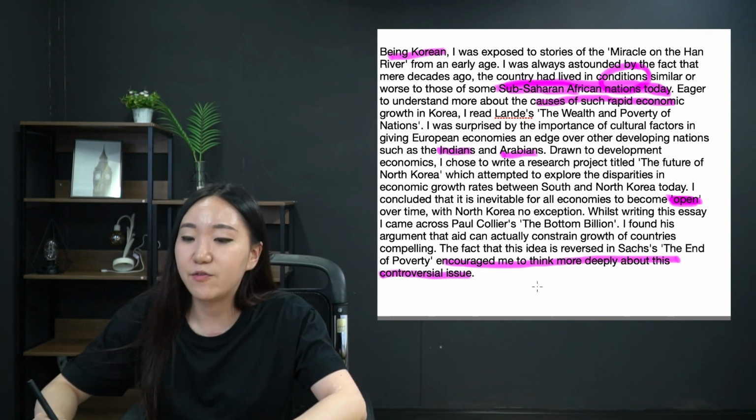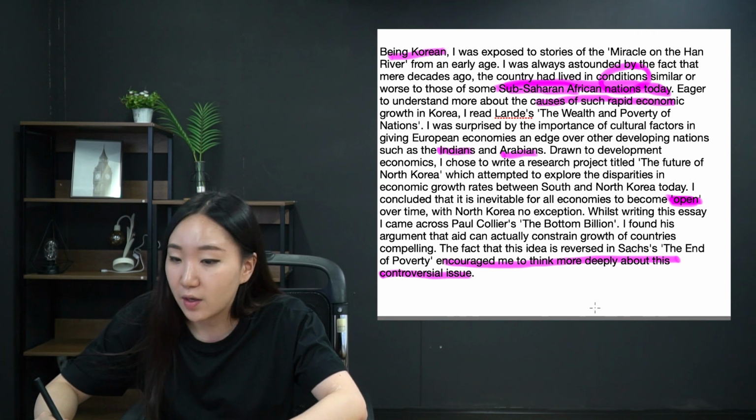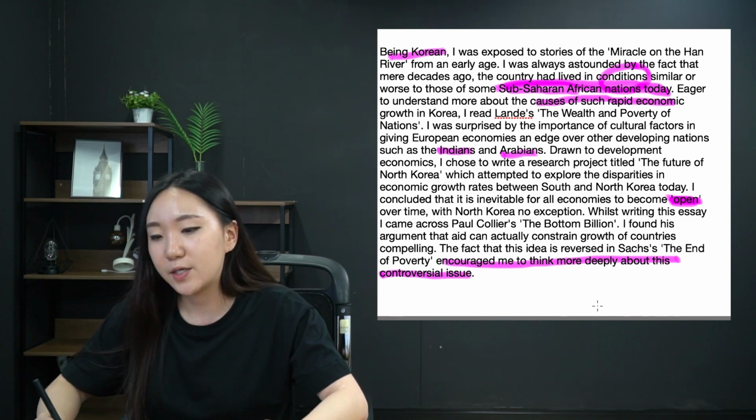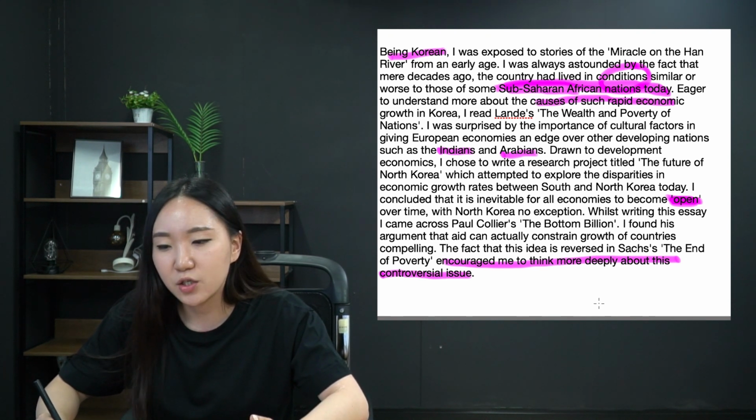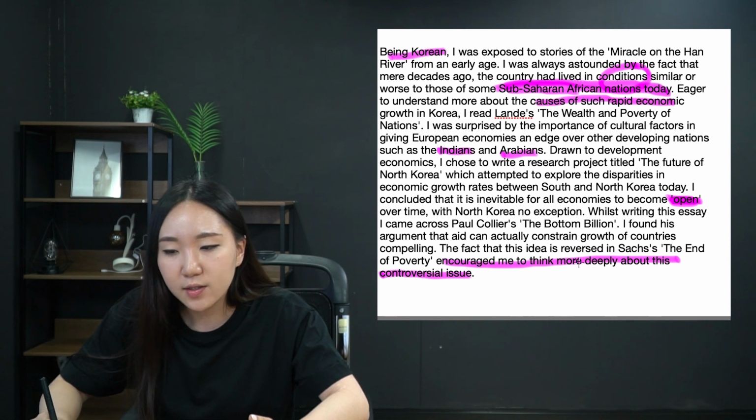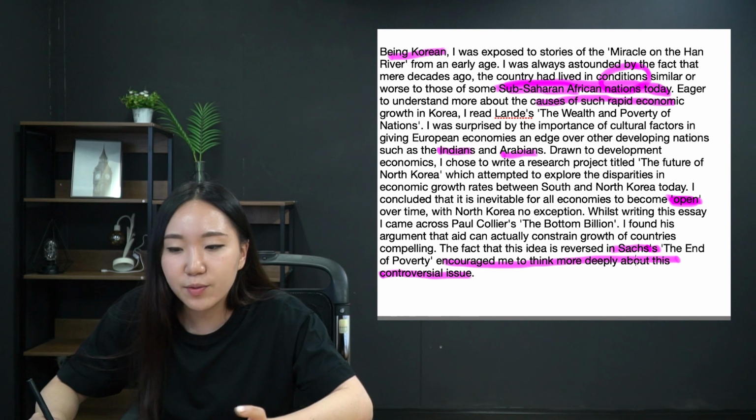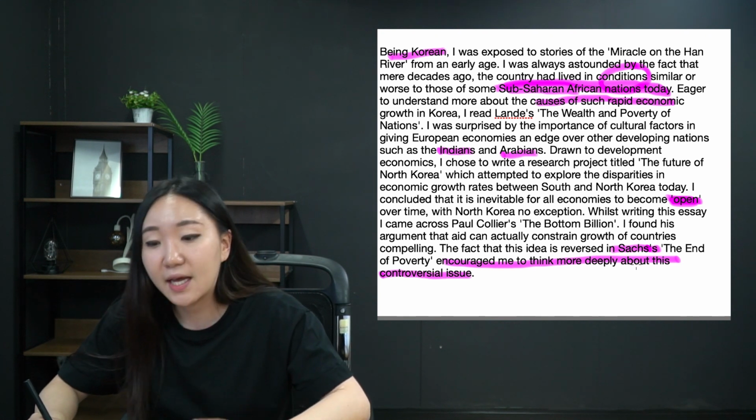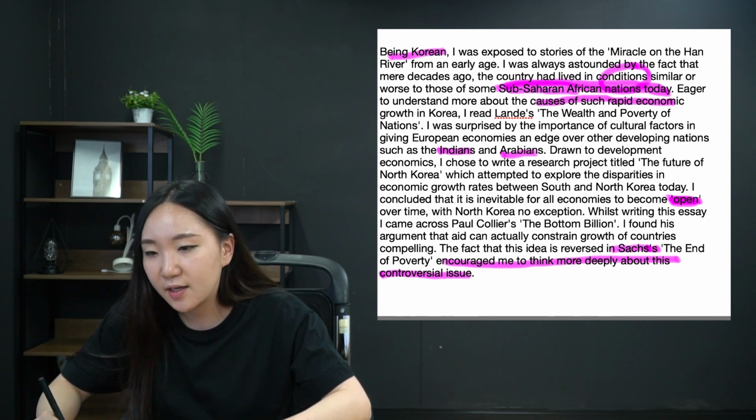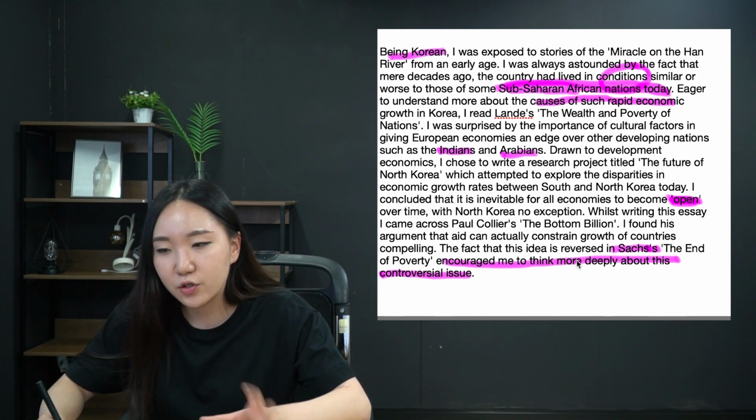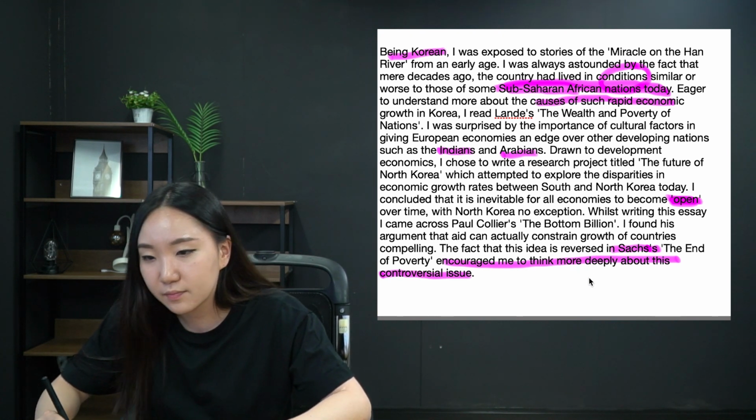Again, I think this is a little bit vague as well. You know, aid can constrain growth is fine, but the idea being reversed, I probably should have looked more into. I maybe should have mentioned why Sachs thinks that aid is useful, I think would have been better. But again, character count, I get it. I do still like the fact that I've contrasted more than one opinion.